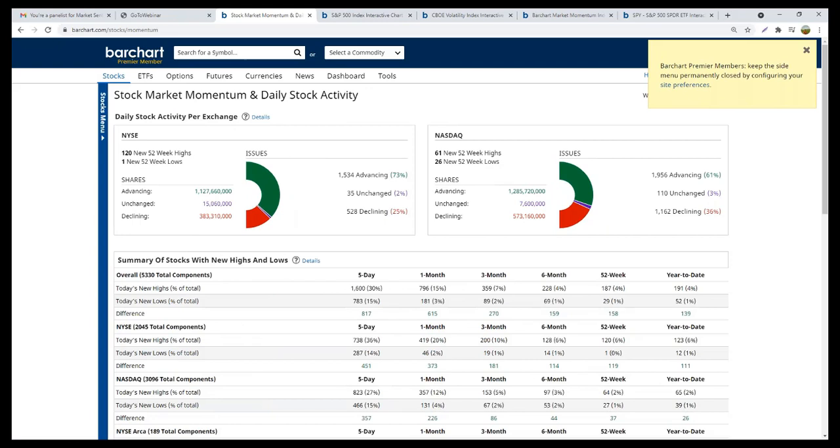Now, there's other information that you can see here. For instance, how many new 52-week highs or new 52-week lows, the number of advancing shares versus declining shares, and volume. So you can see for today we're above that 60-40 comparison. We're at 73% versus 25% for the New York Stock Exchange. And if we look at the NASDAQ, it's right around that 60-40. So what is this telling us? That today the market has positive momentum and more stocks are going up than down.